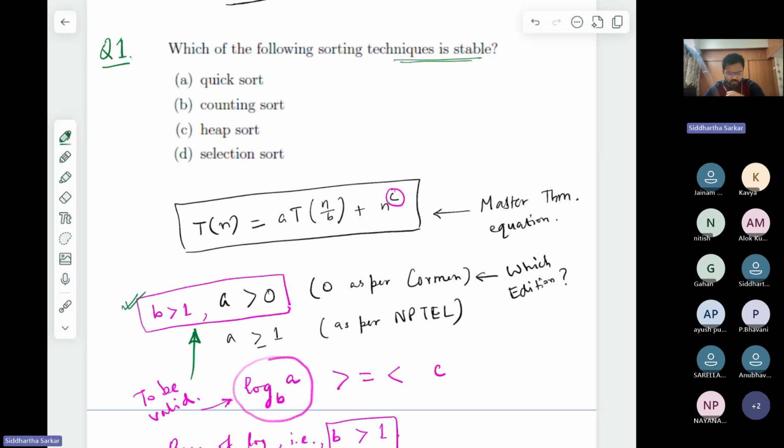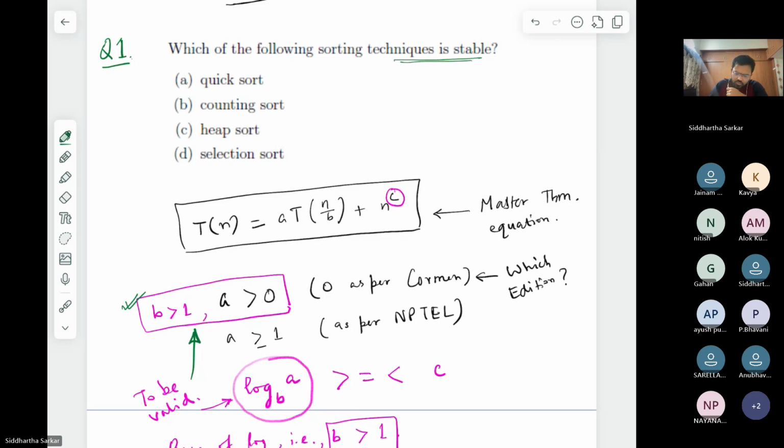So we have seen what is quick sort. We have seen what is counting sort. I think heap sort is also discussed. I don't remember. Selection sort, I think we have seen. So a stable sorting algorithm is an algorithm that maintains the relative order of the elements with equal values.